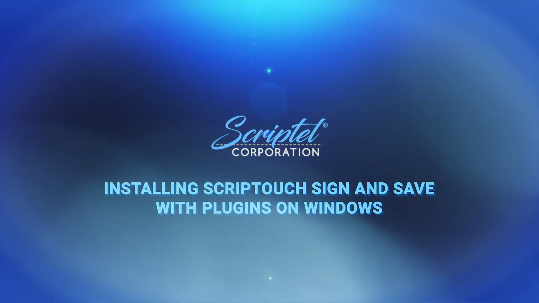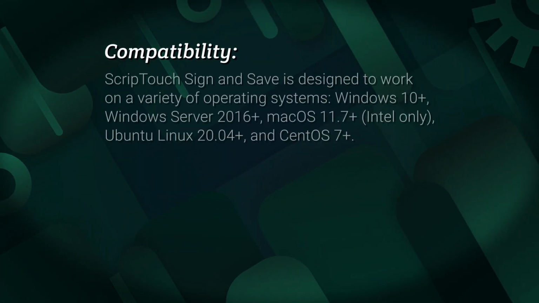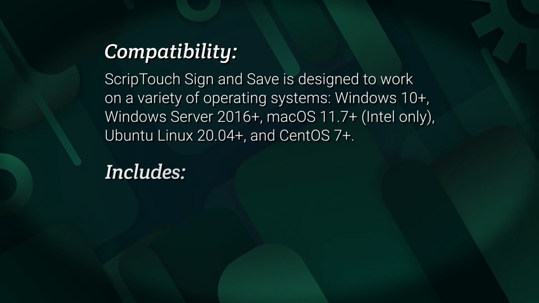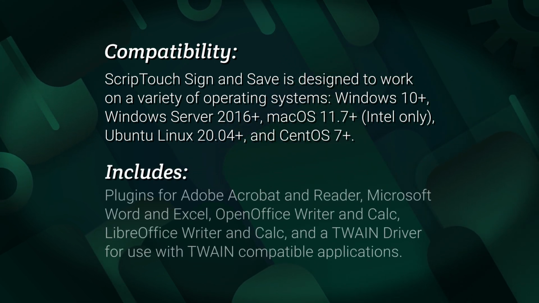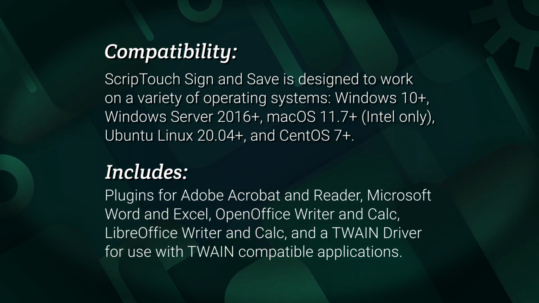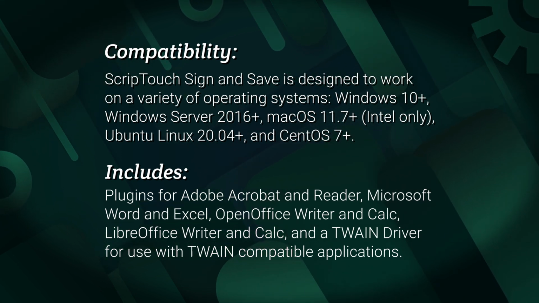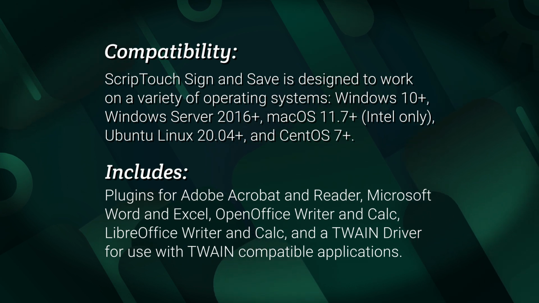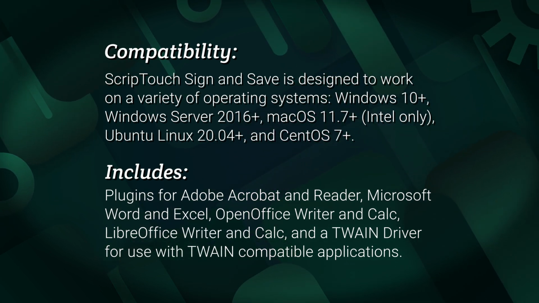Installing ScripTouch Sign and Save with plugins on Windows. Sign and Save is designed to work on a variety of different operating systems. The complete Sign and Save install includes plugins for Adobe Acrobat and Reader, Microsoft Word and Excel, OpenOffice Writer and Calc, LibreOffice Writer and Calc, and a TWAIN driver for use with TWAIN-compatible applications.